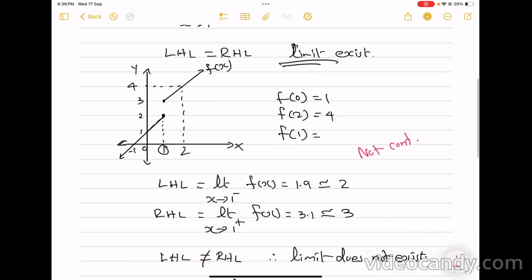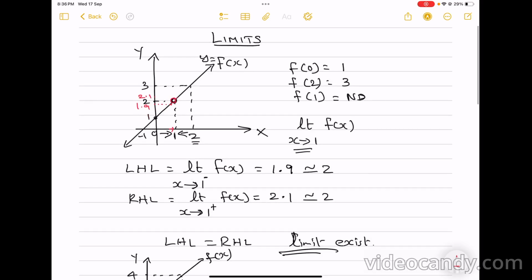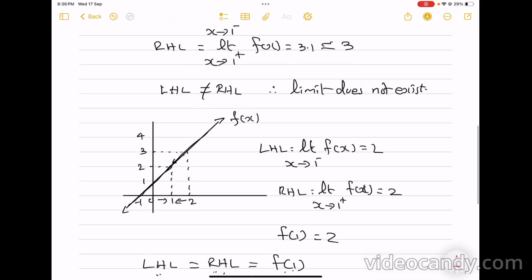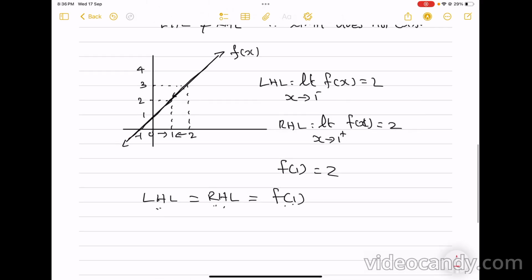Here also there is a break, so you can say not continuous, because here left hand limit is equal to right hand limit, but it is not equal to your f of 1. So here also the limit exists, but it is not continuous. Here it is not continuous. But in this function f of x, by the diagram you can see it is continuous.